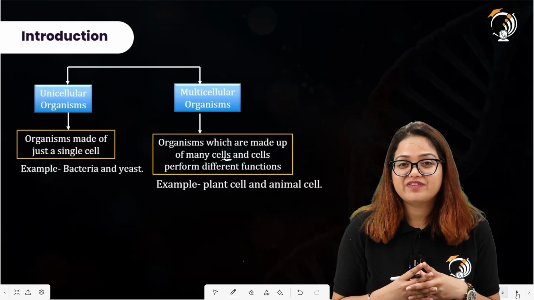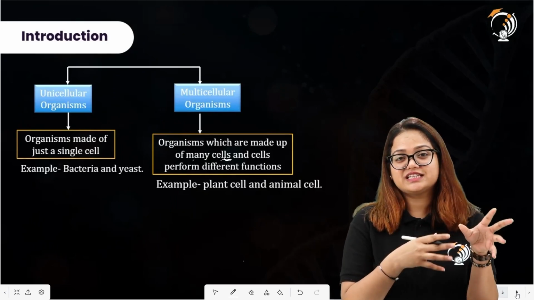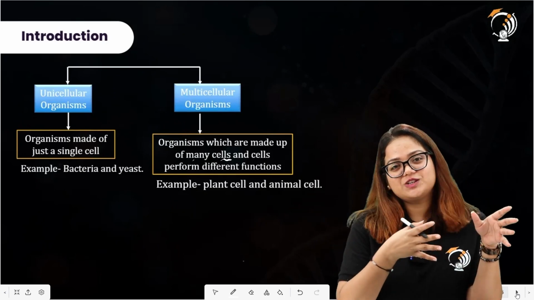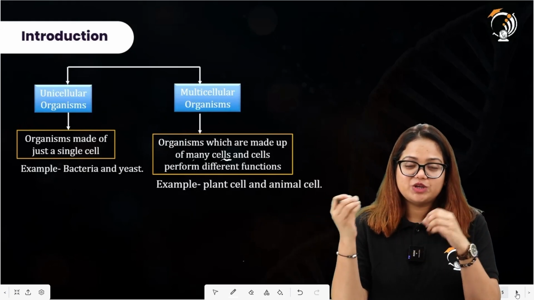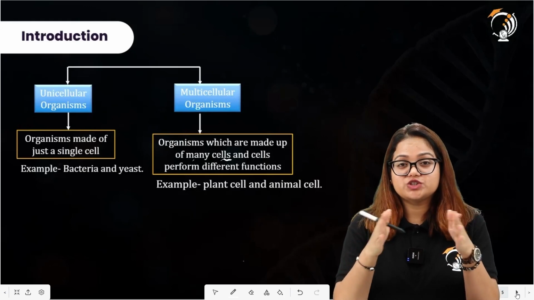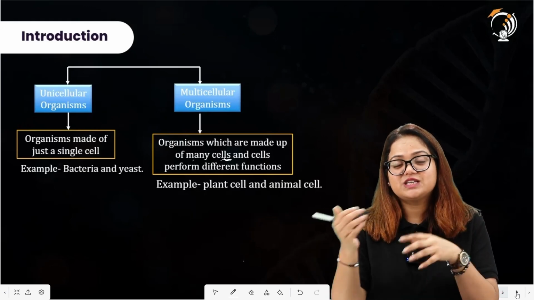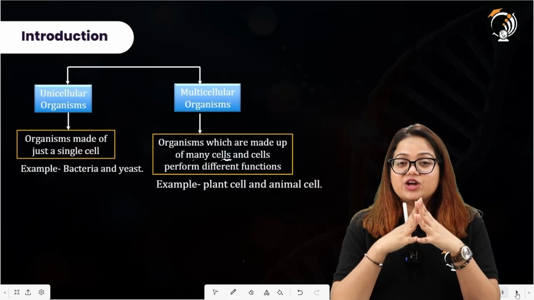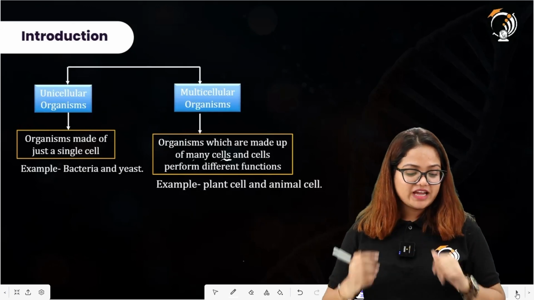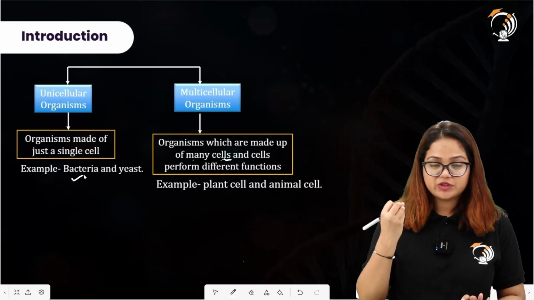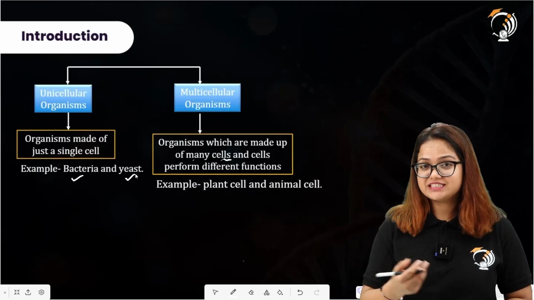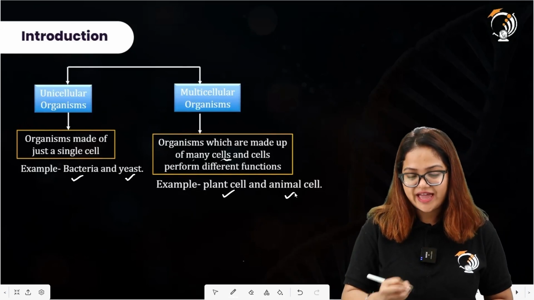Organisms can be defined on the basis of whether they have a single cell as the whole body or they have many cells in their body. So we have unicellular organisms and multicellular organisms. Unicellular organisms are those that have a single cell in their body and function as a whole organism. In a multicellular organism, there are many cells and all cells perform different functions to keep the body alive. Then we have examples. Bacteria is a unicellular organism. Then we have yeast as a unicellular organism. Examples of multicellular organisms are plants and animals as well.